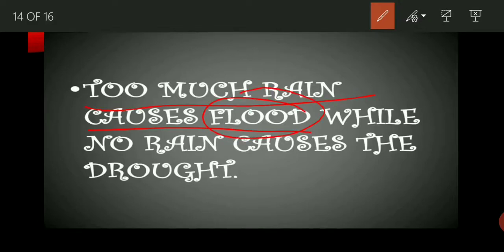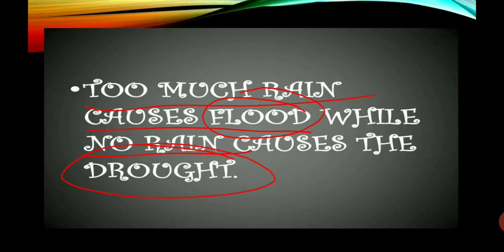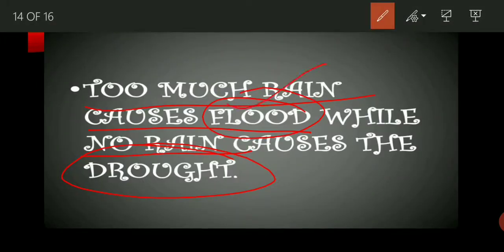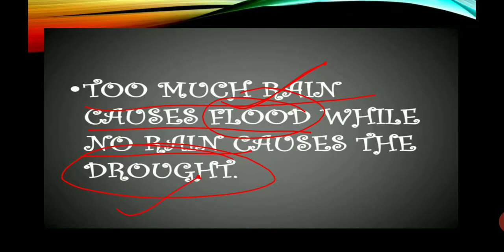Too much rain causes flood. Means if an excessive amount of water is there, it will convert into flood, while no rain causes drought. So these are the two main conditions which can occur: the excessive amount of water can cause flood, and due to the less amount of water, drought can be caused.